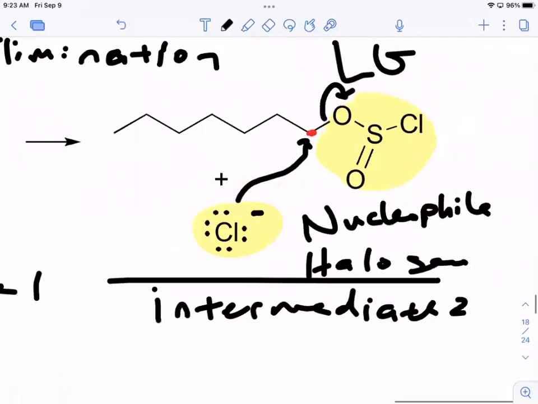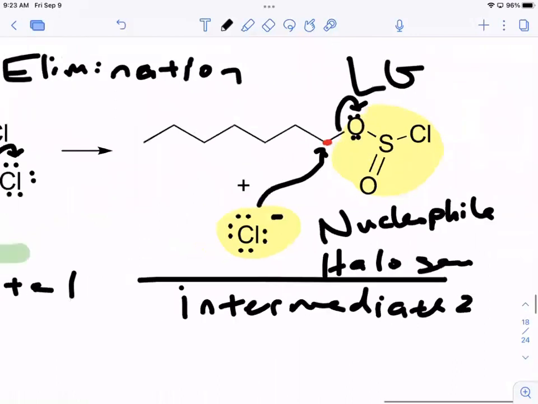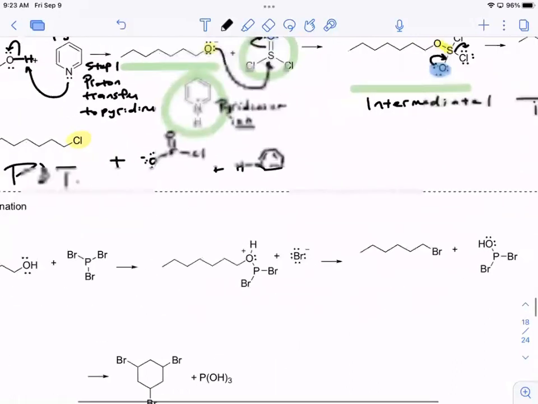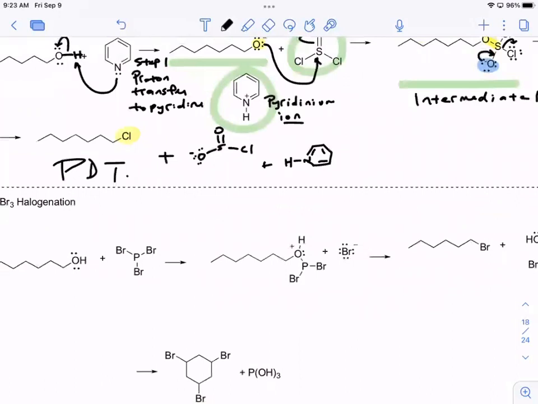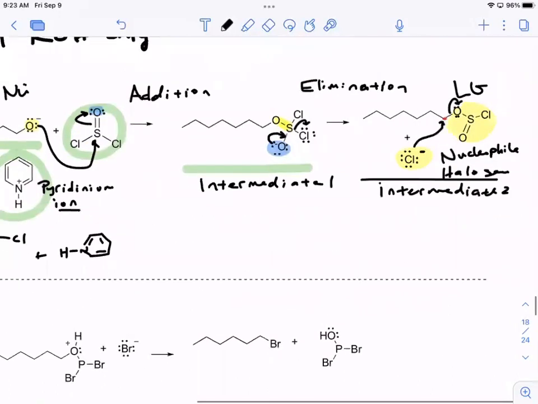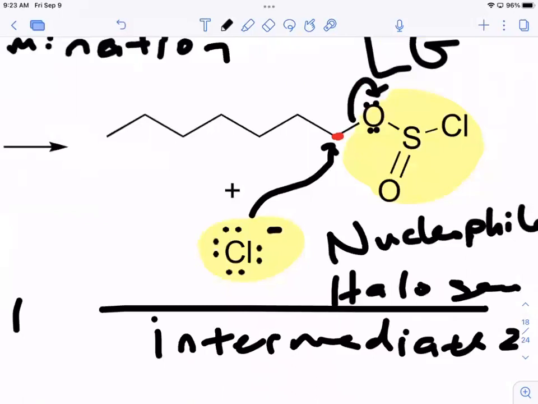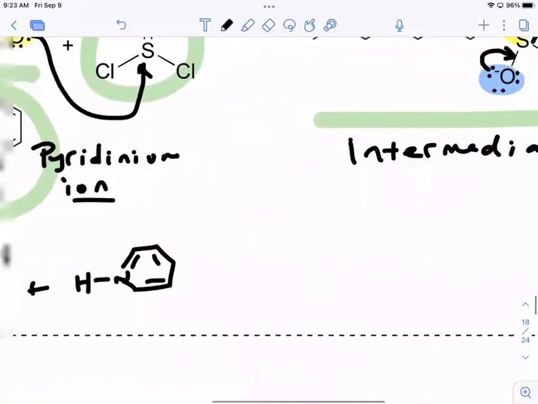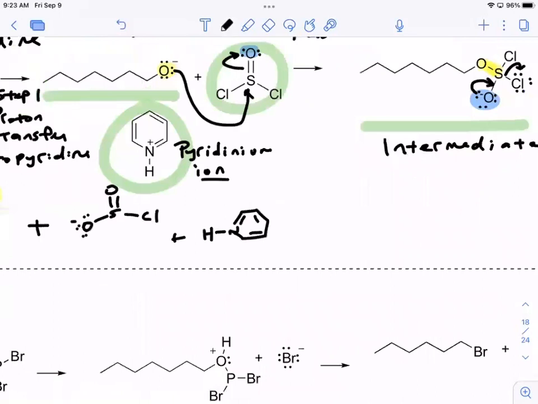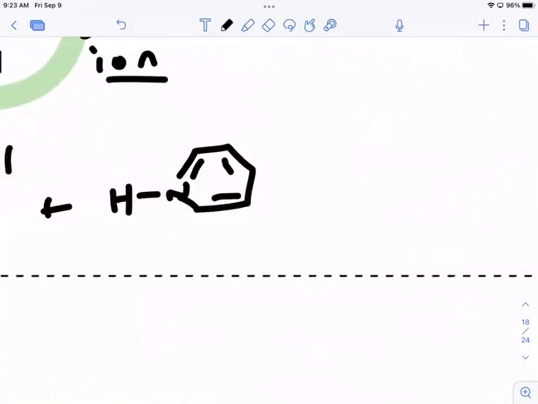We got it. And then what happens to the SOCl2? Does it just now have a charge? Well, yeah. So up here is not SOCl2, right? It's just SOCl. So that's here, right? And then the pyridinium is also still here.